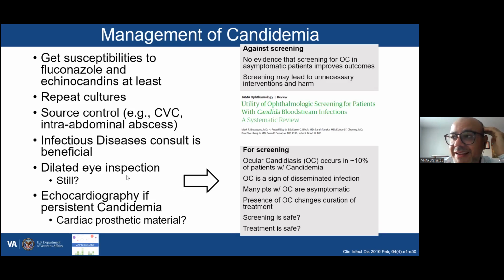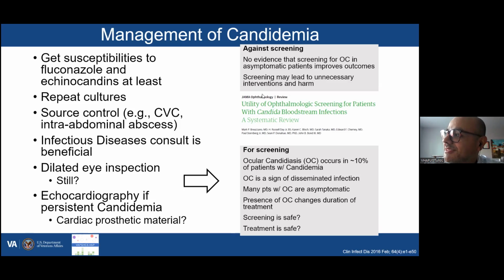The IDSA guidelines suggest a dilated eye inspection within 5 to 7 days for non-neutropenic patients, and after granulocyte recovery for neutropenic patients. This has become controversial in the past 2 to 3 years because of different guidelines from the American Academy of Ophthalmology. I don't know if you guys have had this issue or encountered this in your clinical practice. No? All right. Well, great. But just so you know, there are competing guidelines.